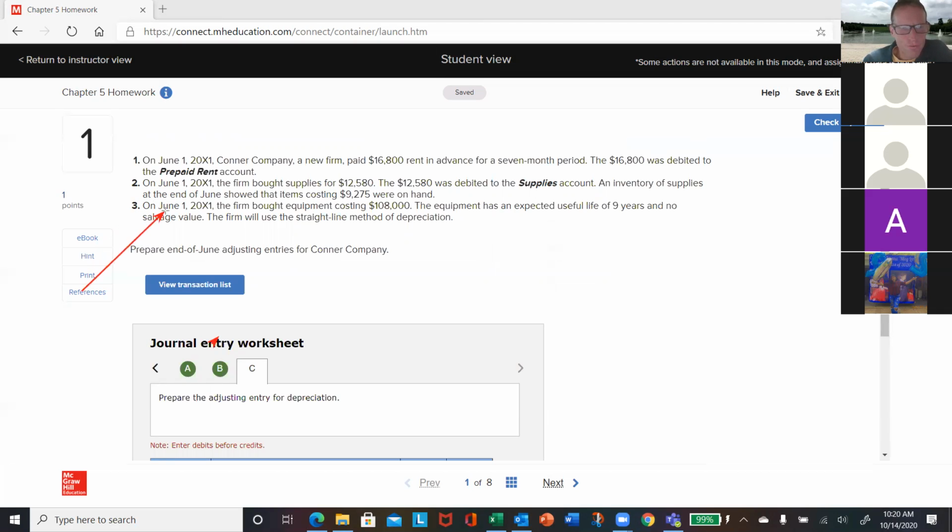And it says on June 1st, they bought equipment that cost $108,000. It says the equipment has an expected useful life of 9 years and no salvage value. The firm will use the straight line method of depreciation. So first of all, let's deal with this thing called equipment. We all know at this point that that is an asset. And anytime you buy equipment, you would debit the equipment account and credit either cash or accounts payable. So let's start the entry.